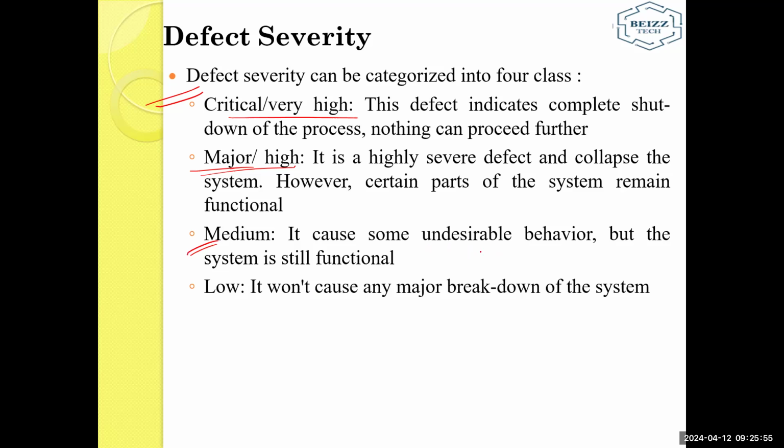It caused some undesirable behavior, but the system is still functional. Means functionality is working with some disturbance. Then it is called medium severity. Low means it won't cause any major breakdown of the system. Something related to cosmetic changes. Those defects we can define in the form of low severity defects.